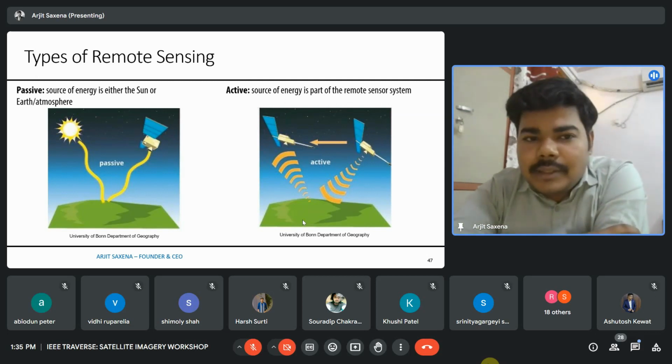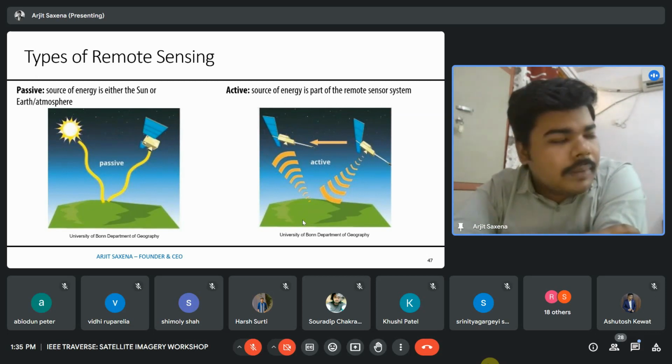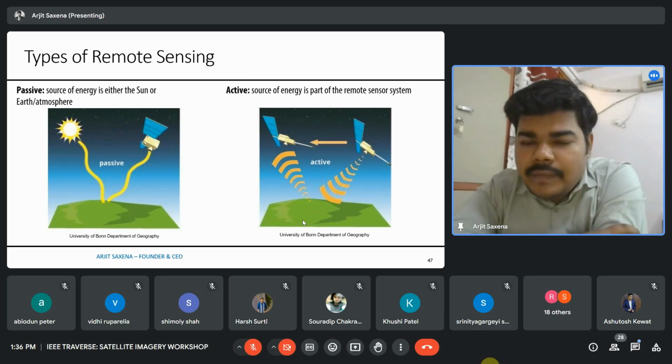Where we use active sensors, this can be your question. We use active sensors to study celestial objects like Mars, Jupiter, Venus. There is a mission which is planned for Venus. So we study the celestial object with the help of active sensors.